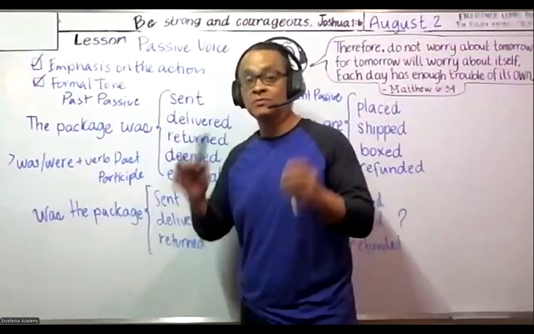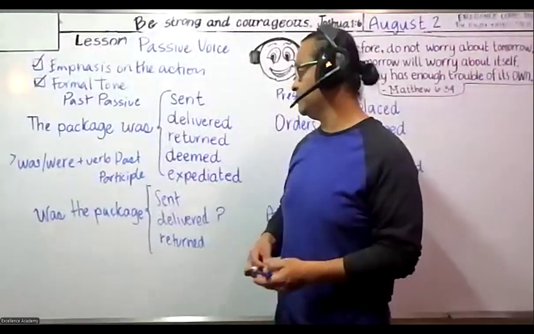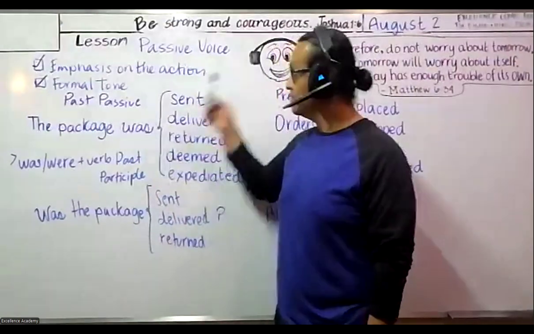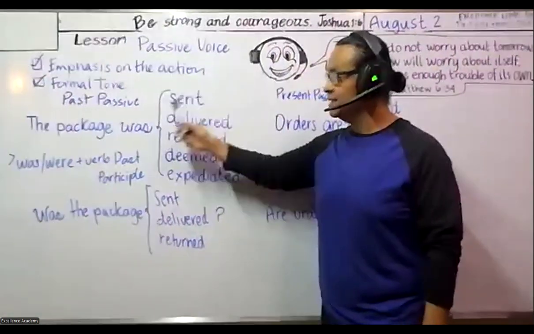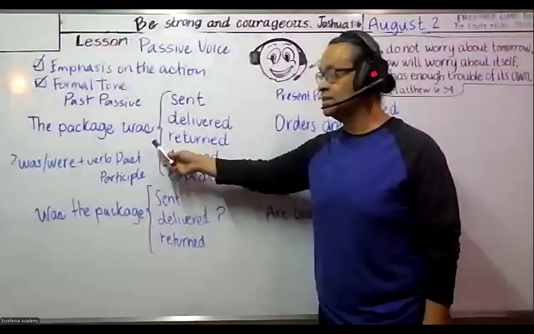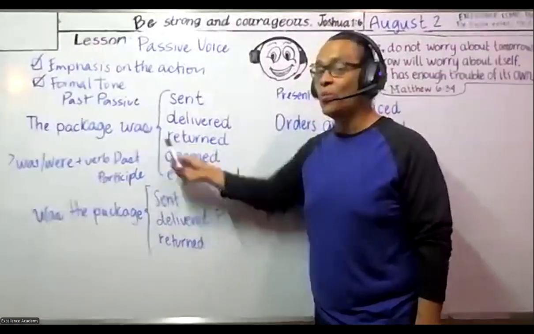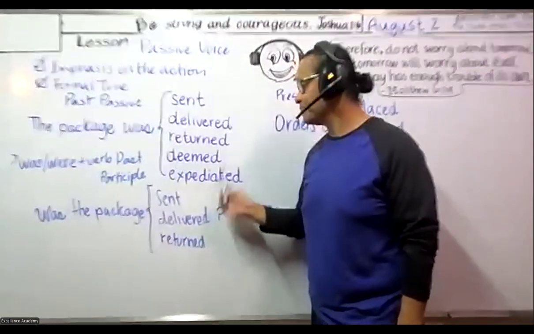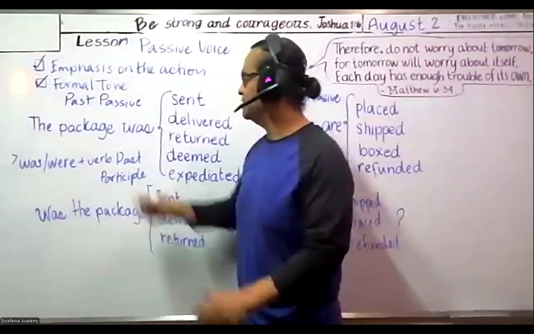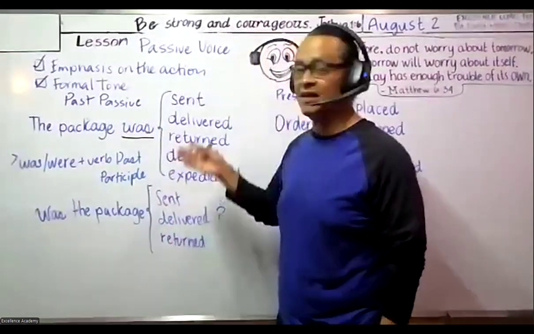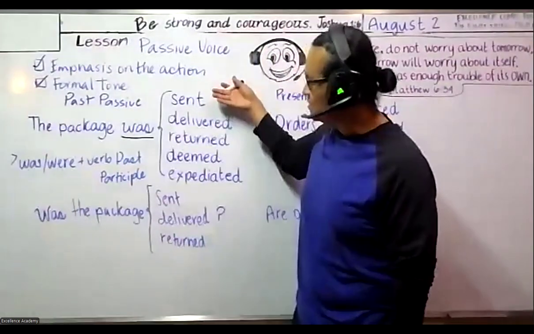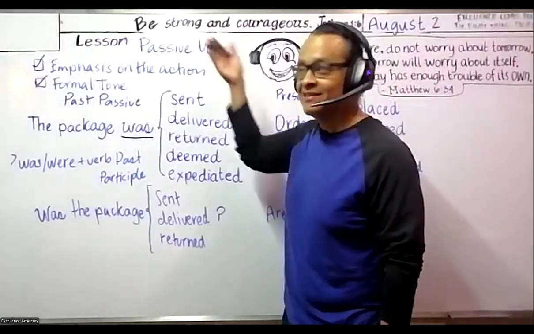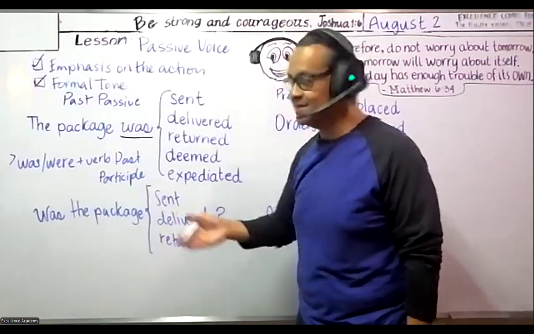For customer service, we're talking about shipping for Amazon or retail accounts. So it says like this: the package was sent, was delivered, was returned, was deemed, was expedited. So as you can see, I'm using the verb to be in the past tense, and I'm using participle verbs, like the past participle of send: send, sent, sent.